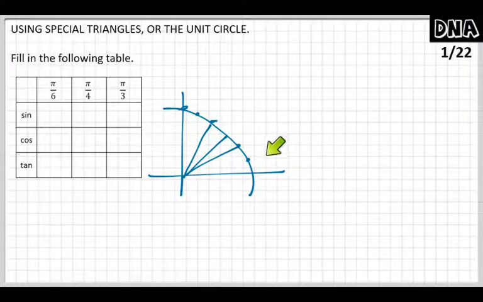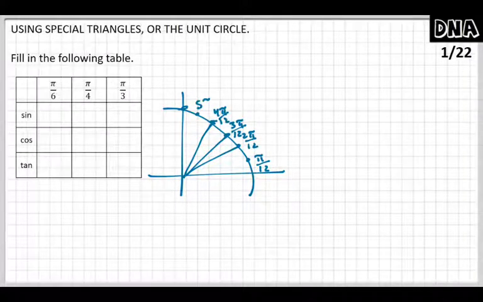You guys remember when we counted around the unit circle, we counted by 15 degrees, right? Here we go, 15, and then 30, 45, 60, and then 75, and then 90. Well, in radians, you wouldn't count by 15, obviously. You would count by pi over 12. So let's do that. Let's go pi over 12 right here, and then that would be 2 pi over 12. That would be 3 pi over 12. Then we have 4 pi over 12, 5 pi over 12, and 6 pi over 12.